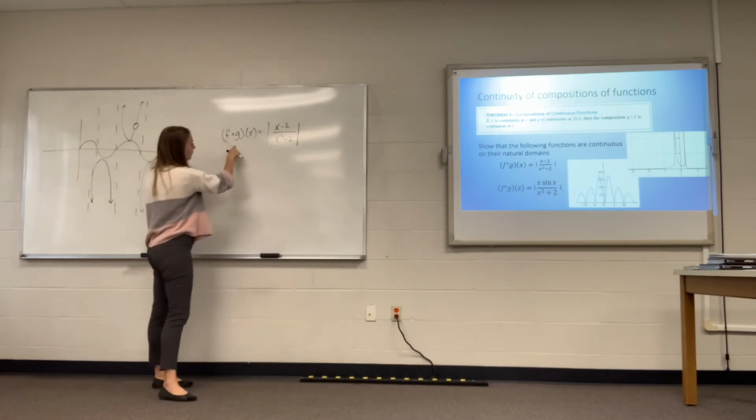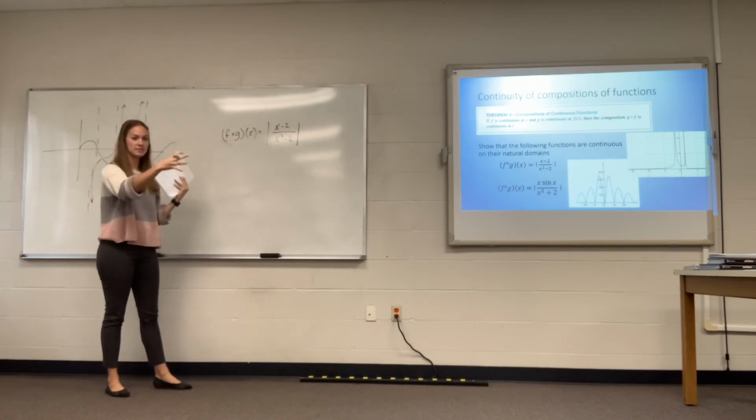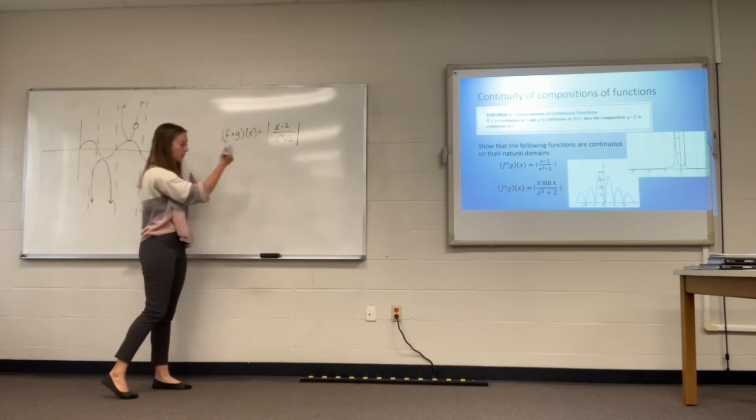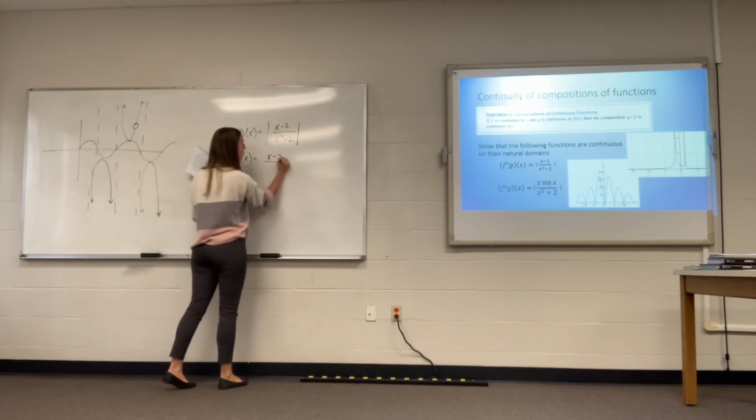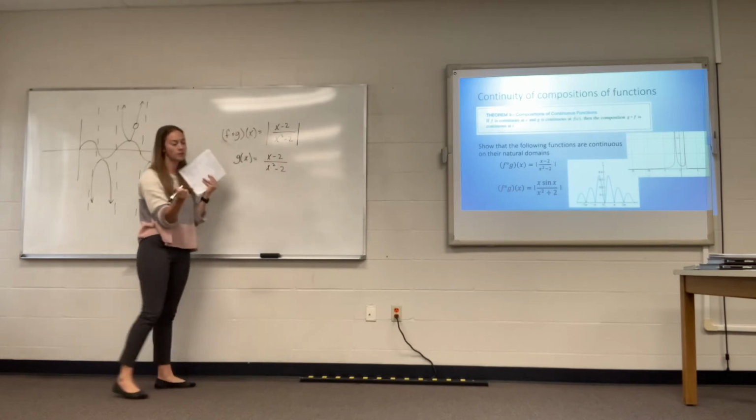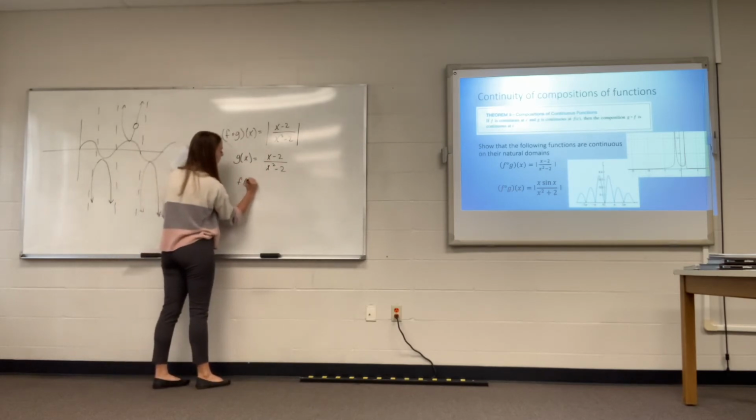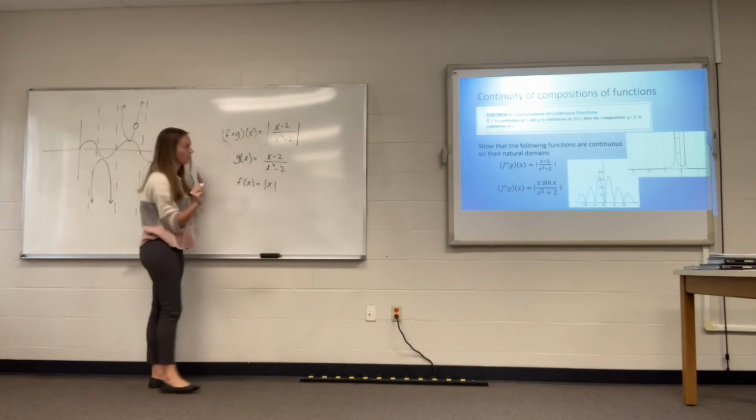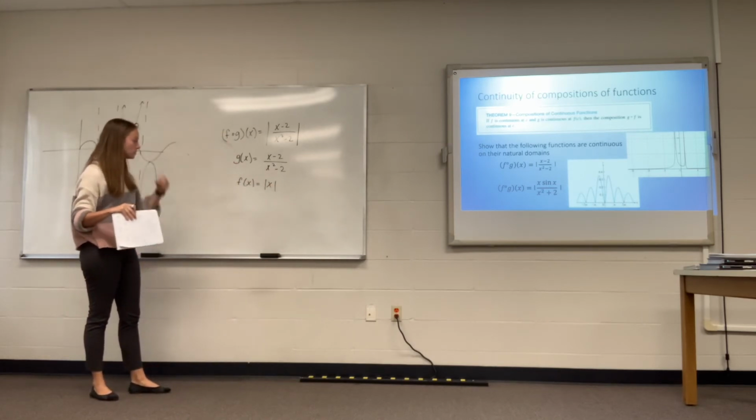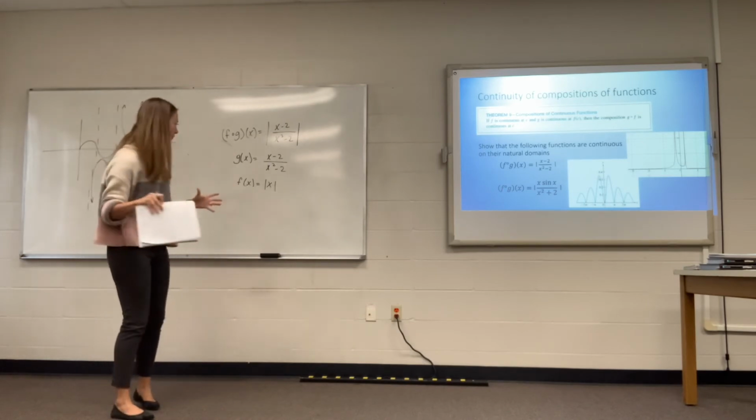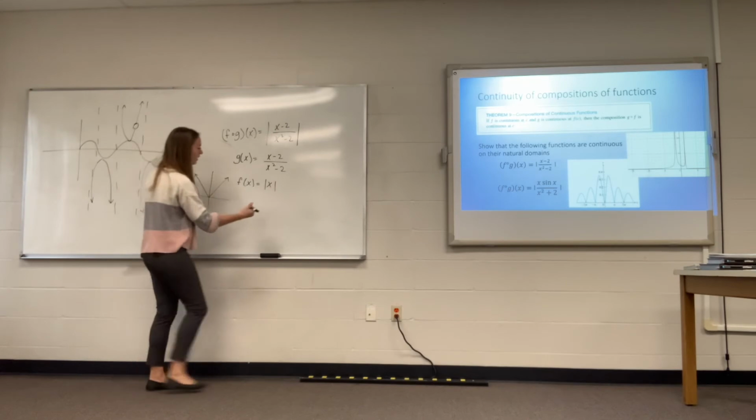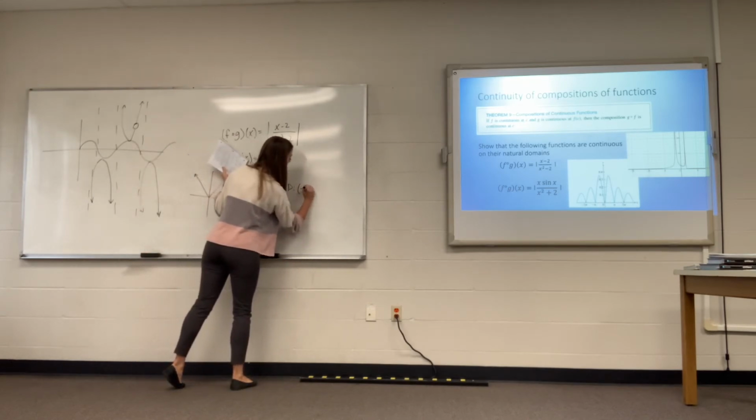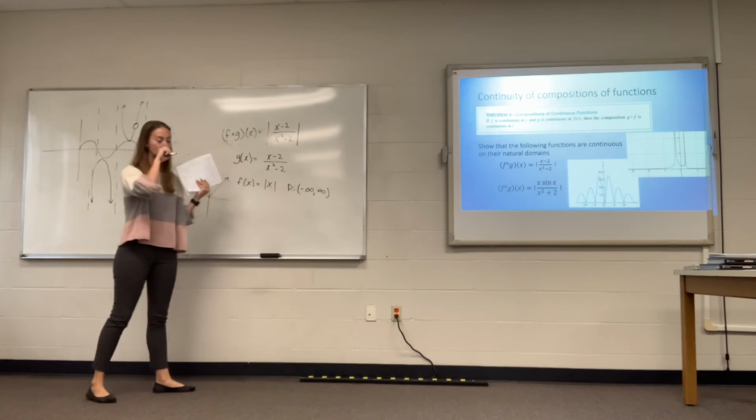So I know that whatever letter is second is the one that's going inside, because you put this one into that one. So I could say that my g of x function is x minus 2 over x squared minus 2. And then my f of x function, I could say it's just the absolute value of x. Okay, so then thinking about their natural domains, the absolute value of x is just going to be this v-looking graph. So the domain of this one is going to be negative infinity to positive infinity.